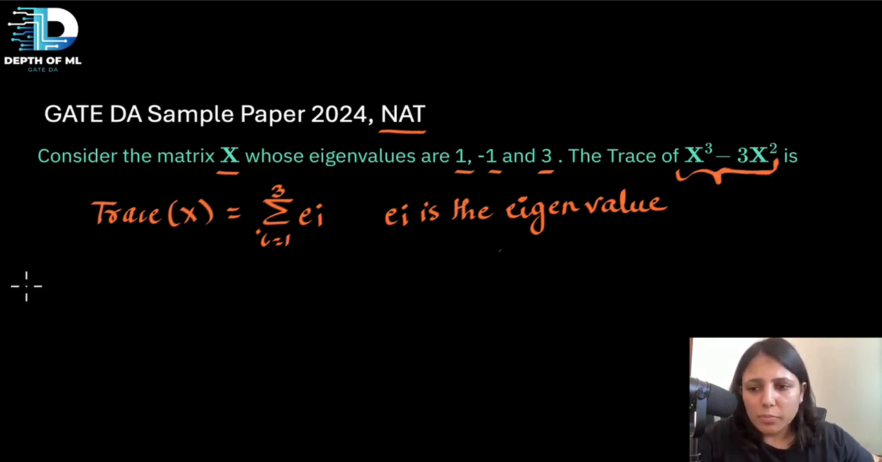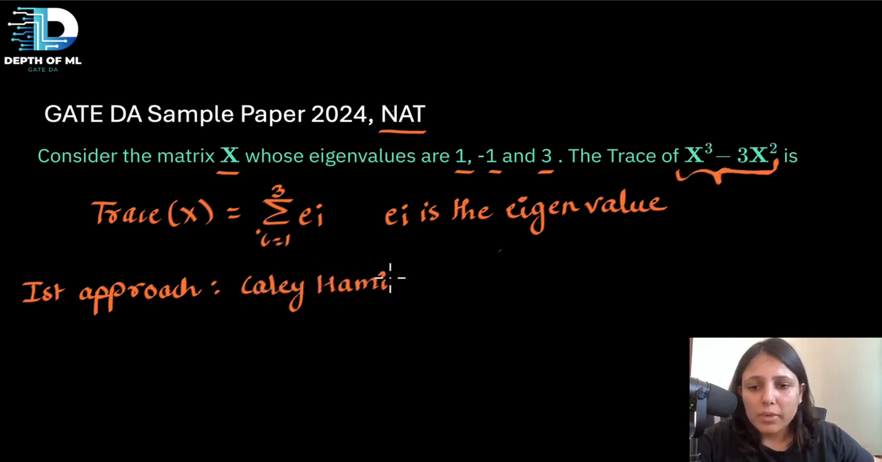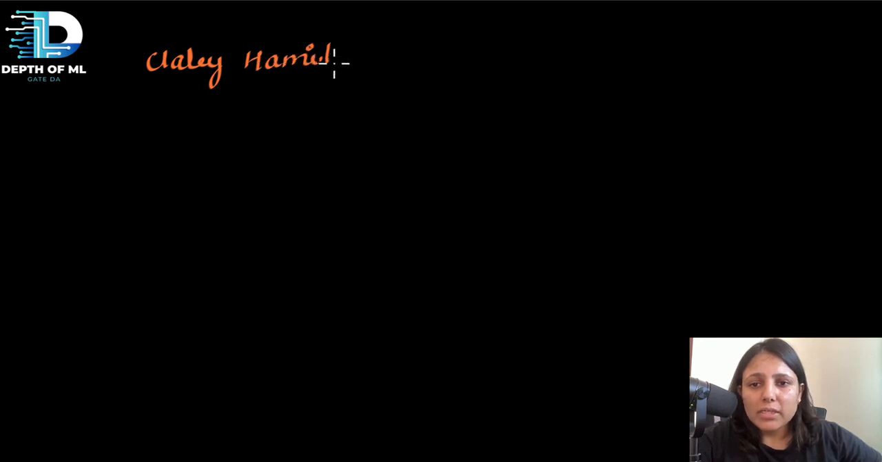Let's see the first approach, where I will use something called the Cayley-Hamilton theorem to solve this question. Let me first tell you what the Cayley-Hamilton theorem is. The Cayley-Hamilton theorem says that every matrix satisfies its own characteristic polynomial.